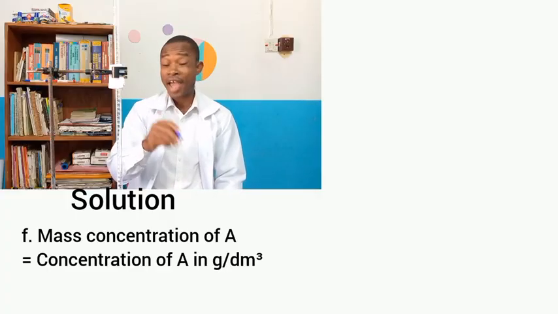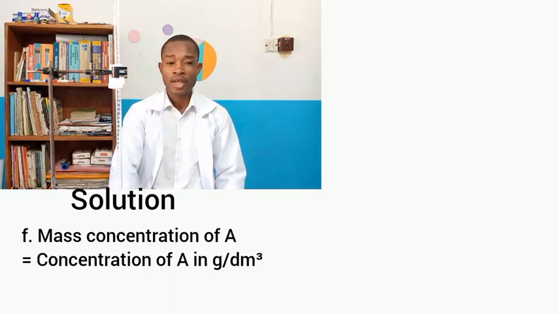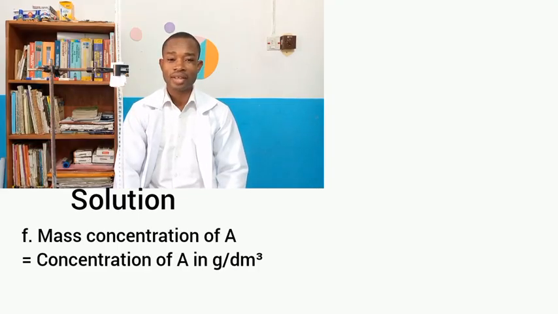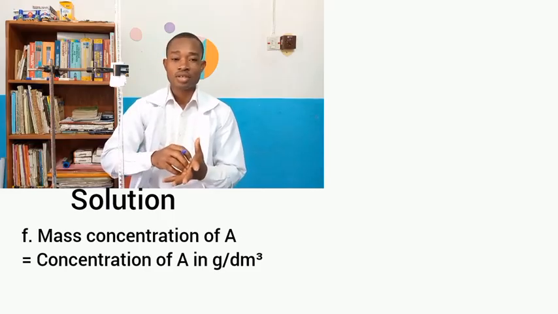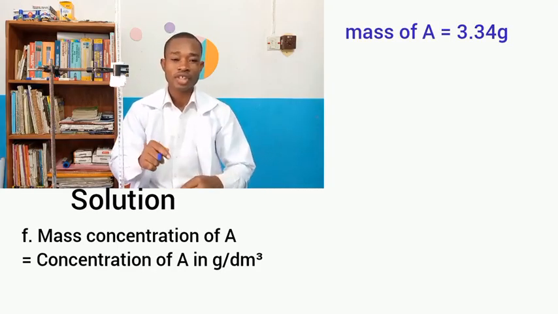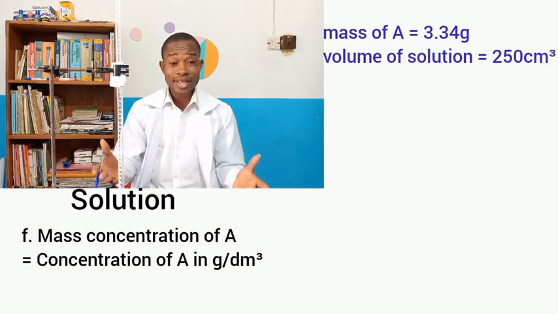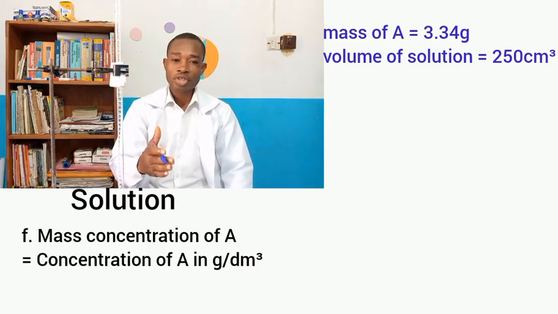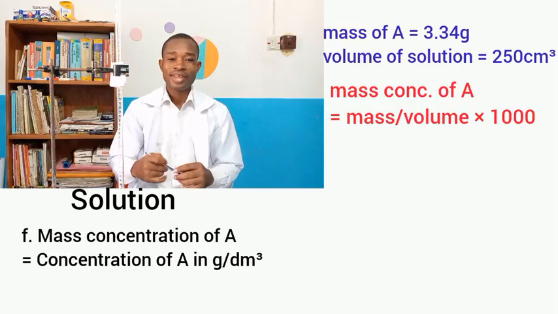It's the same thing we do in the F part of this question where we were asked to calculate the mass concentration of A. So straight on, we are going to proceed to calculate the mass concentration of A. Alright? The mass of A given to us was 3.34 grams. This mass was dissolved in 250 cubic centimeter of solution. And so like I stated earlier, under part E of this question, the mass concentration will be equal to the given mass divided by the volume of solution.